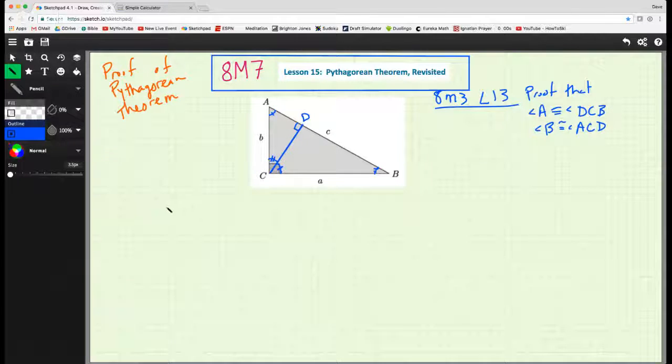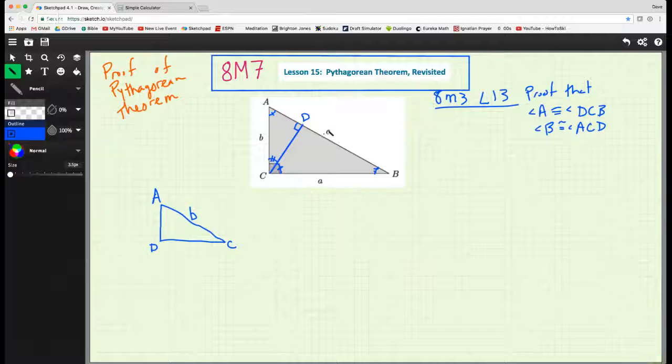So let me redraw triangle ADC here. So we'll go A. Here's the triangle. You know, pretend those are straight lines. A, D, C. And if we do that, right, side AC, this is B.